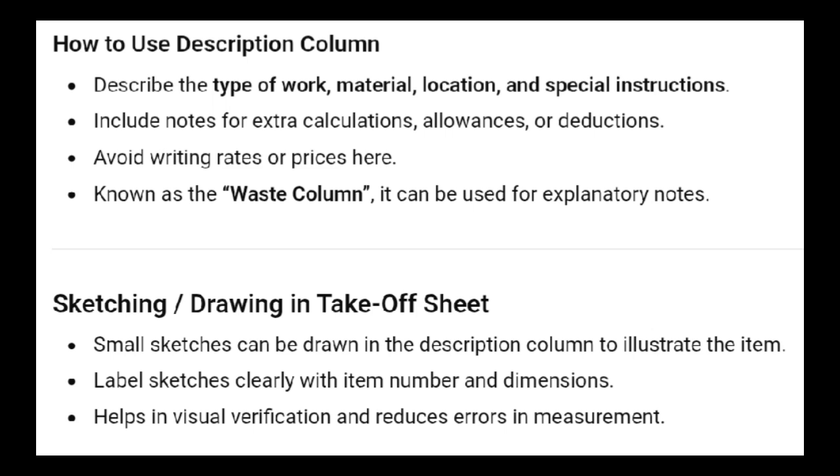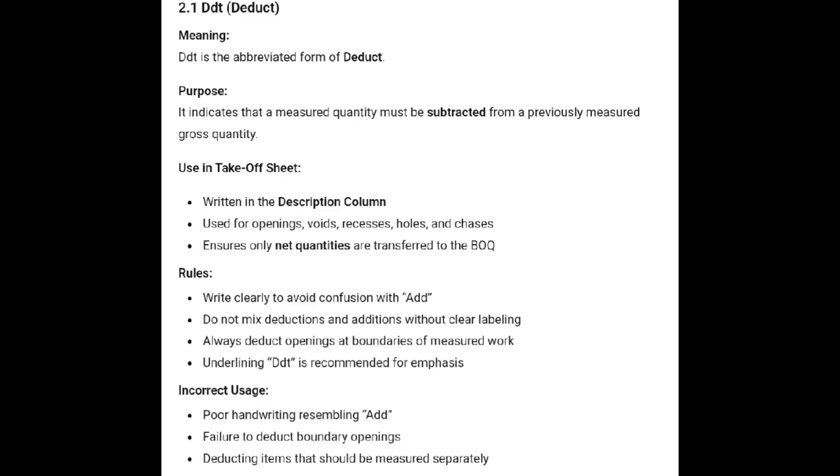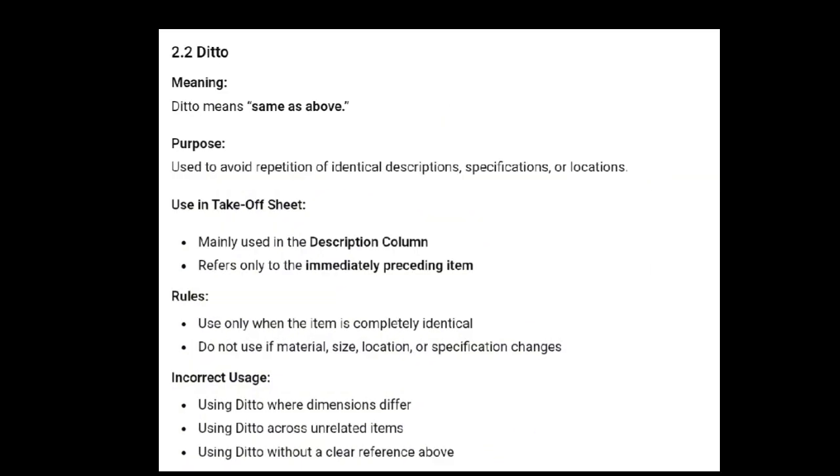The squaring column is where all arithmetic calculations are performed. Its function is to convert measured dimensions into linear quantities, area quantities, volume quantities. This column applies multiplication using values from the item column and dimensional column. Calculations must be neat, accurate, and easily traceable for checking. Final quantities are rounded according to standard rules before being transferred to the bill.